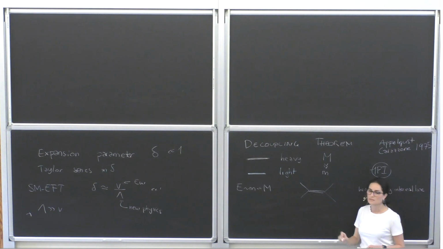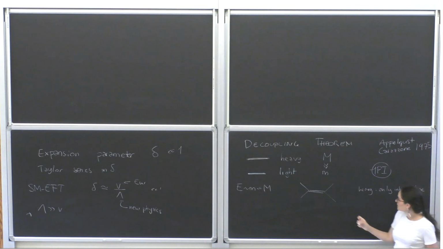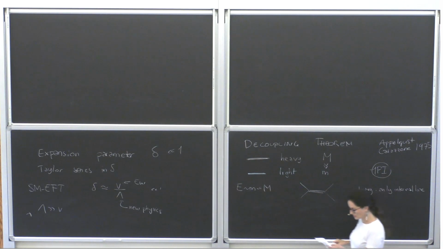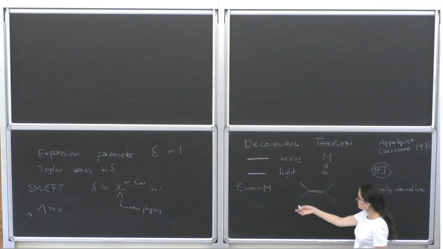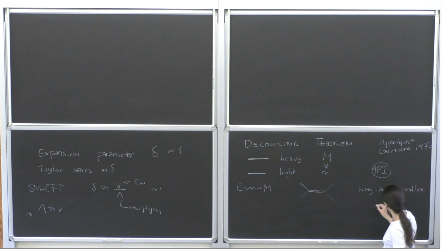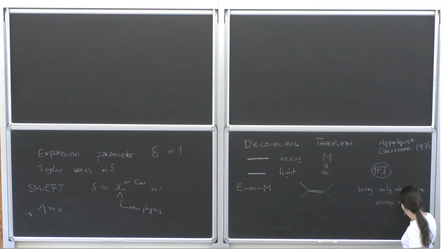So it means that the external states are always going to be light only, so we don't need to have them as asymptotic states in our theory. Another thing that happens is that because we don't have enough energy to produce these states, they will always be off shell.